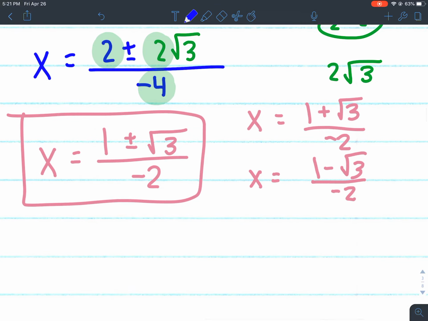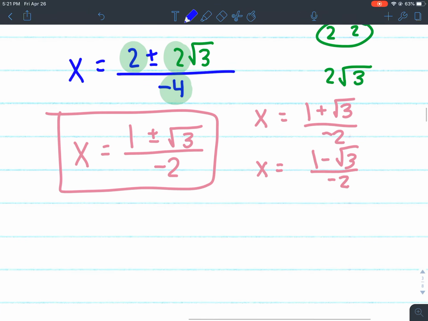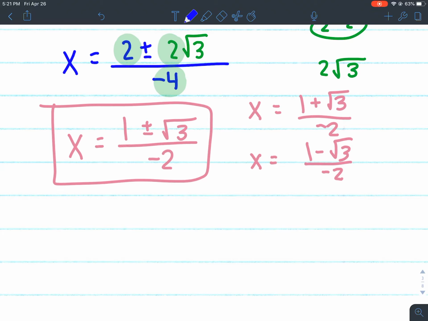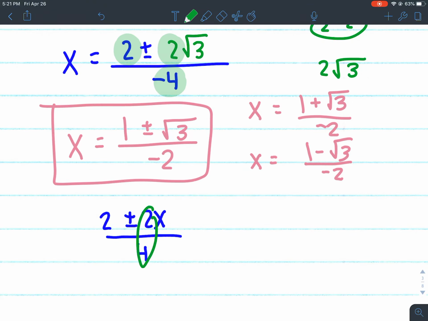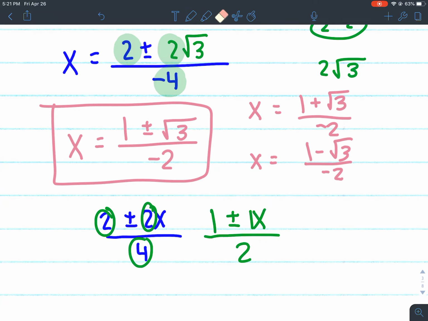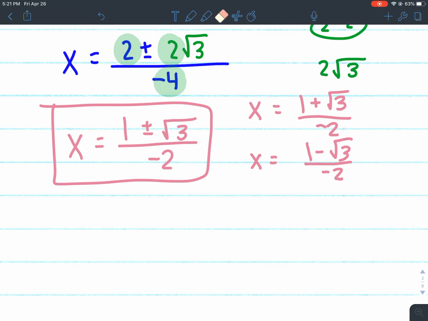And you're like, well, why didn't I divide the 3 by 2? Okay, so it's kind of basically, you treat it like an x. So if you have 2 plus or minus 2x over 4, then you would do it the same way. You don't mess with that x. You just look at all 3 of your numbers. You just look at these, and you divide them all by 2. Right? So you technically have the same thing. So you treat your radical like an x value.